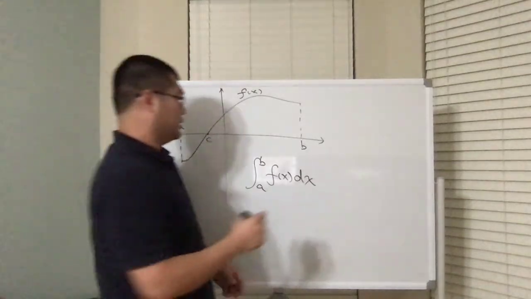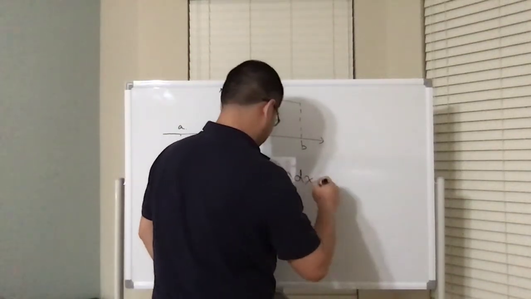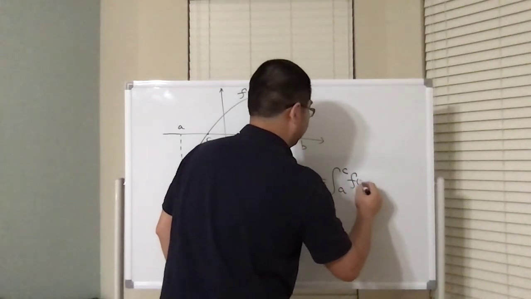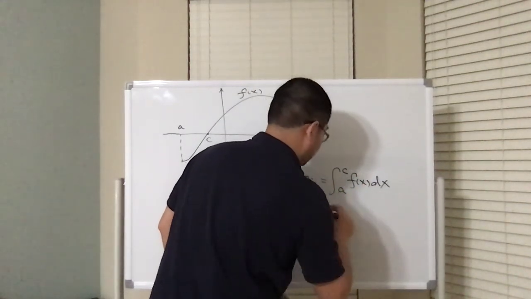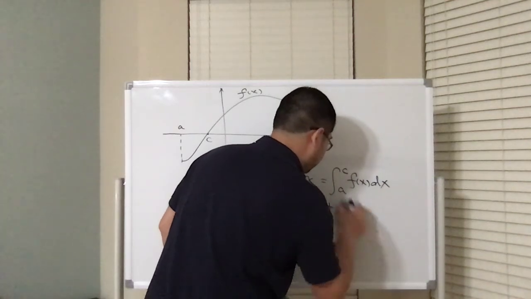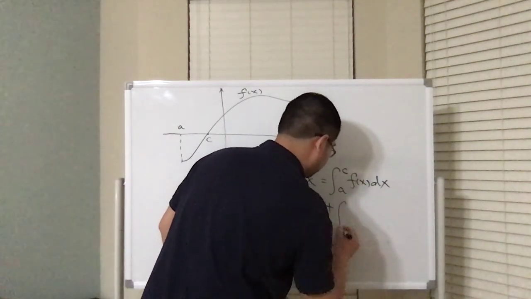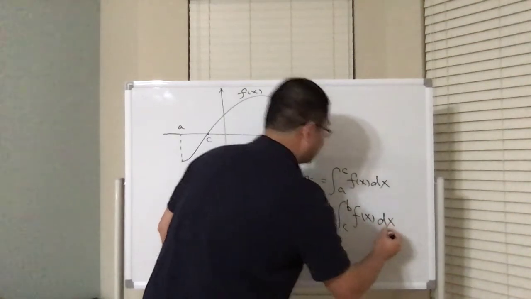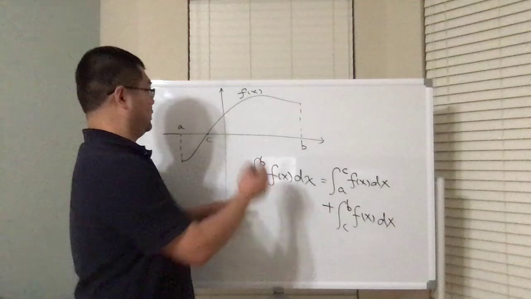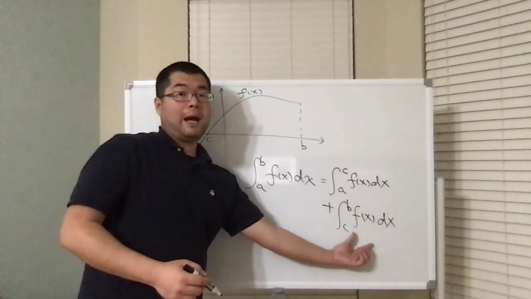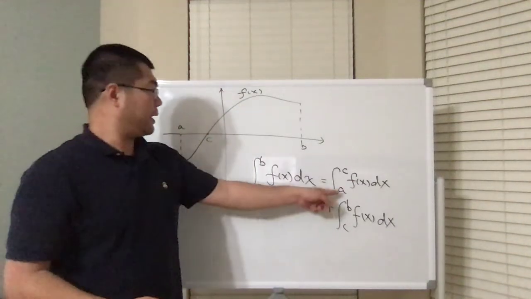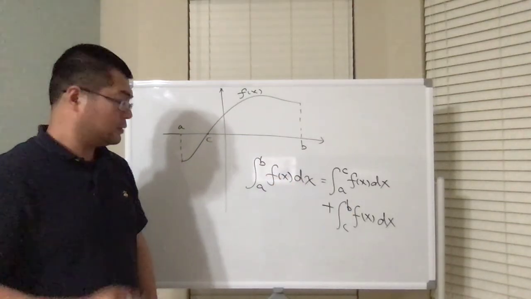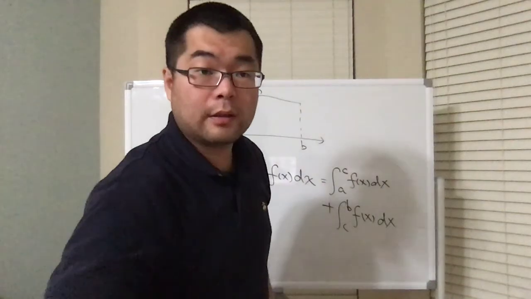And also, as you can see, you can split this integral into the integral from a to c of f(x) dx plus the integral from c to b of f(x) dx. As you expect, from c to b it's going to be positive, and from a to c it's going to be negative. Okay, so I'll stop here and then we'll move on.